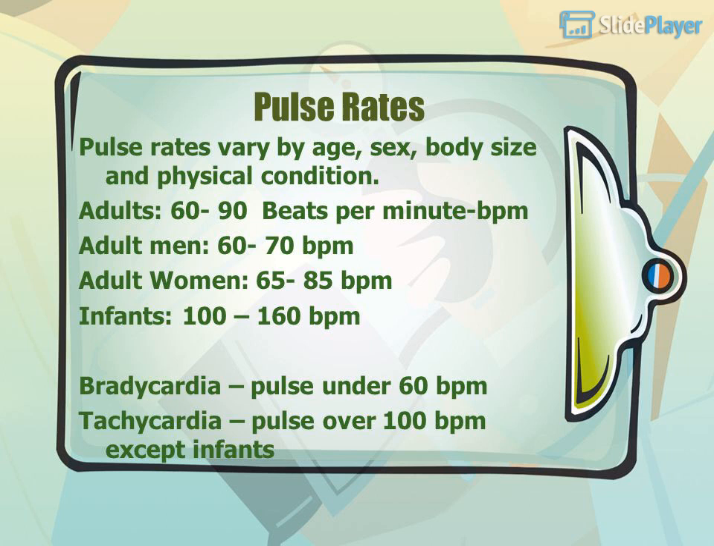Pulse rates vary by age, sex, body size and physical condition. Adults, 60-90 beats per minute, BPM. Adult men, 60-70 BPM. Adult women, 65-85 BPM. Infants, 100 to 160 BPM. Bradycardia, pulse under 60 BPM. Tachycardia, pulse over 100 BPM, except infants.